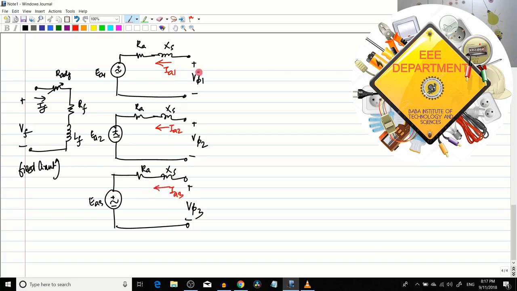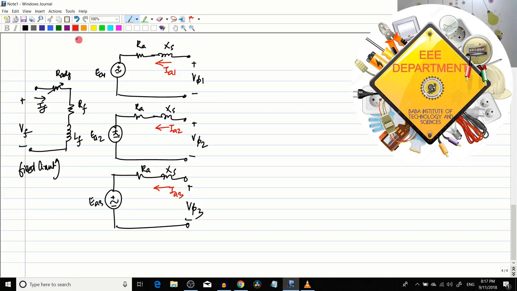Okay, so the current direction is from the source to the machine. And what is this EA1, EA2 and EA3? It corresponds to the back EMF, just like what you see in the DC motor. Similarly, you have the induced EMF within the generator as well. Same concept as back EMF, here you also have the induced EMF.